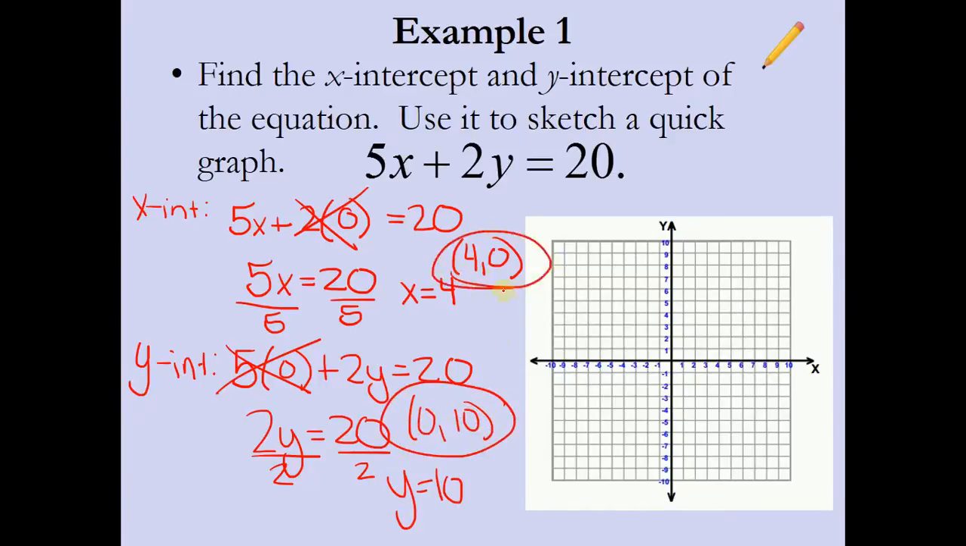Now, I have found the two intercepts. Let's graph it. So 4, 0 right here. 0, 10 right there. Then if you had a straight edge or just a side of your paper, we are going to connect the dots to the best of our ability with a nice straight line. That's actually not too bad. It's kind of wobbly, but not bad. So I have now graphed the equation of 5x plus 2y equals 20. That would have taken a long time for me to graph or to solve for y otherwise if I would have done it in y equals mx plus b form.